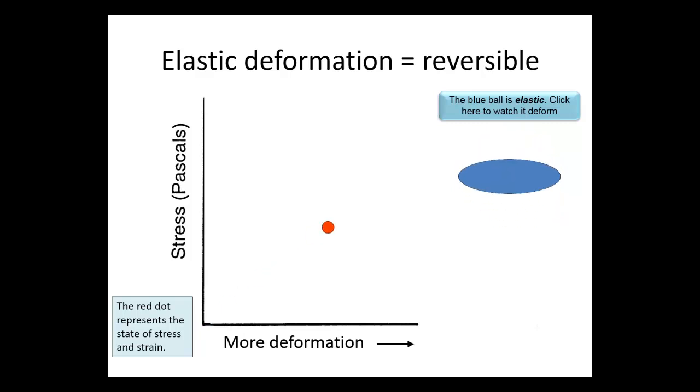The key feature of elastic behavior is that the ball rebounds to its original state when the stress is released. It behaves just like a rubber ball. When you squeeze it or apply stress, it deforms, but when you stop squeezing or release the stress, it springs back. It's that springing back that causes an elastic material like a rubber ball to bounce back to you off the ground.